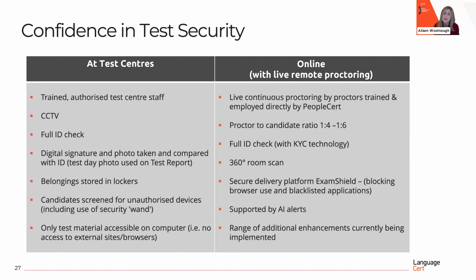Our proctors are employed directly by PeopleCert. We're not reliant on any third-party service providers, and we have complete control over the whole process. The proctor to candidate ratio is approximately 1 to 5, so 1 to 4 in a quiet season, up to 1 to 6. It's quite a small ratio, we would say, certainly compared to sometimes even in a large test centre setting.